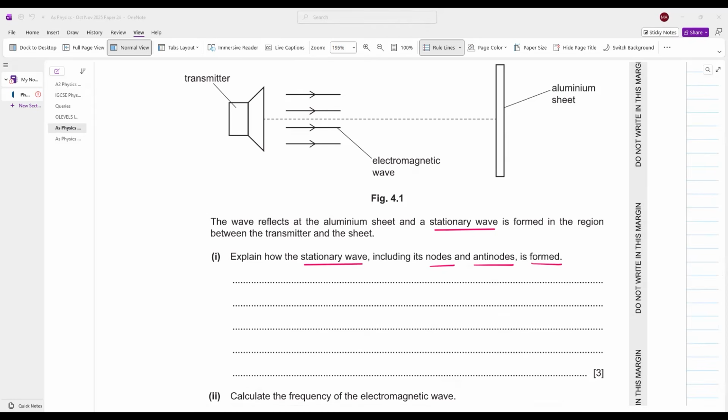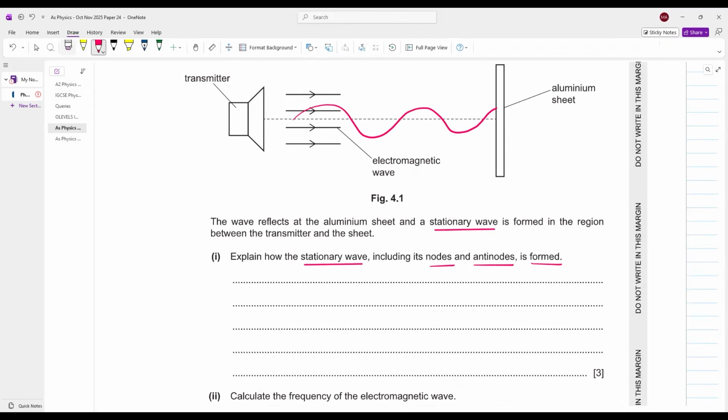What will you say? The incident and the reflected waves will superimpose. बेटा ये जो आपकी incident waves हैं like this, they will hit, or let me draw it in a better manner. These incident waves will hit the aluminum sheet, get reflected back like this. ये reflect back कर गई. The superposition of reflected and incident waves gives rise to stationary waves.